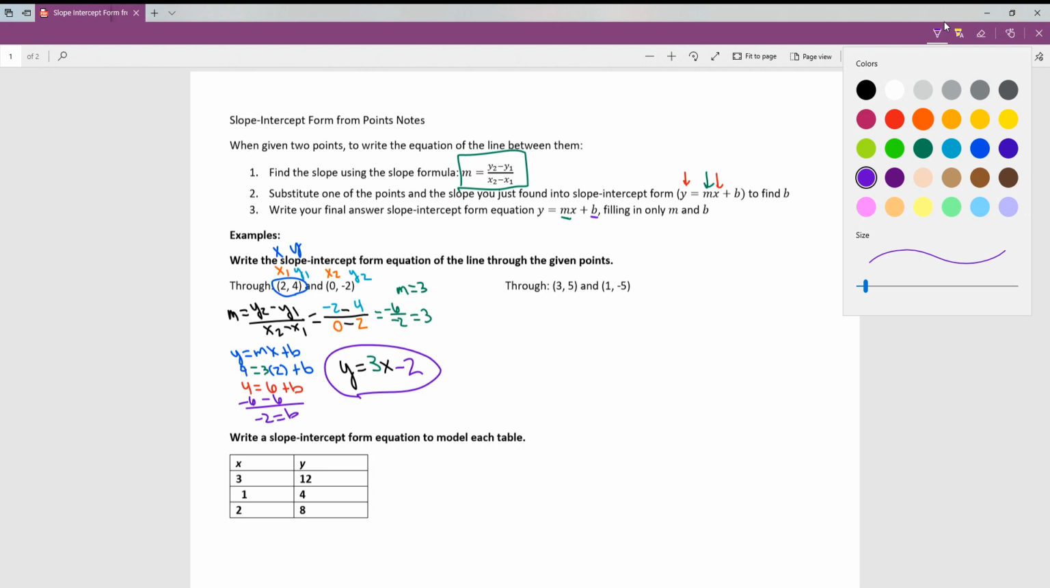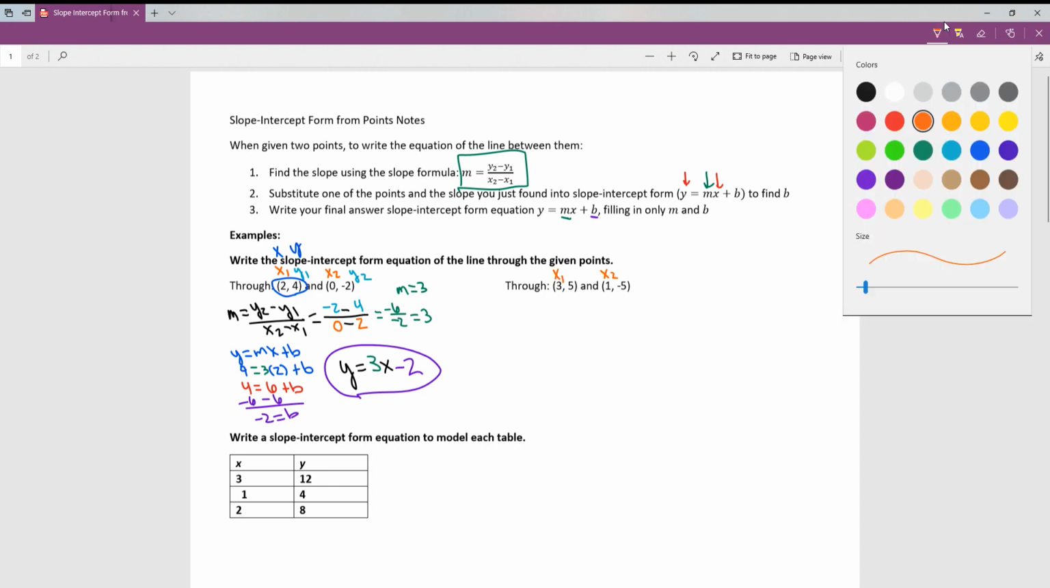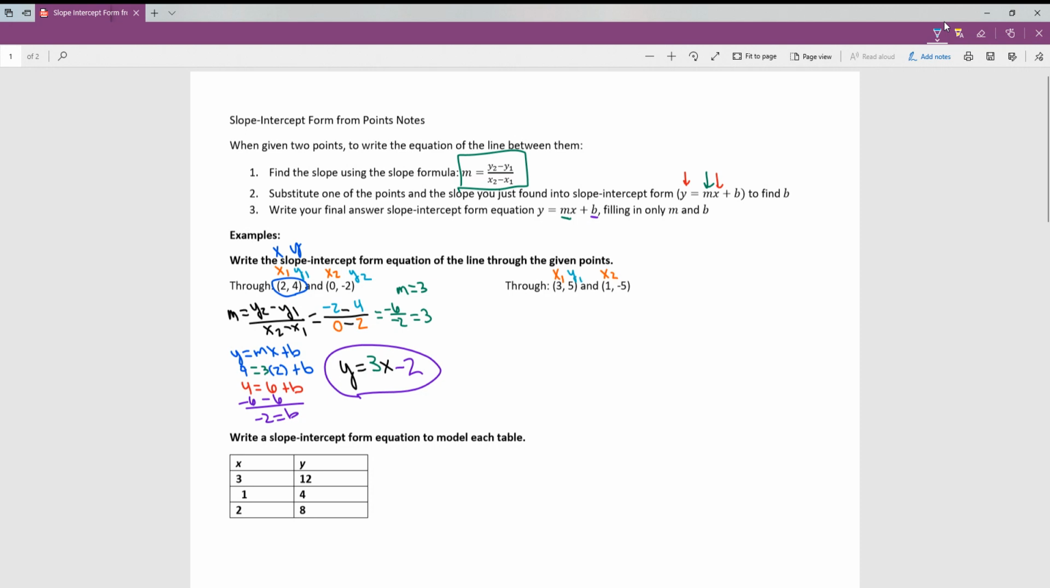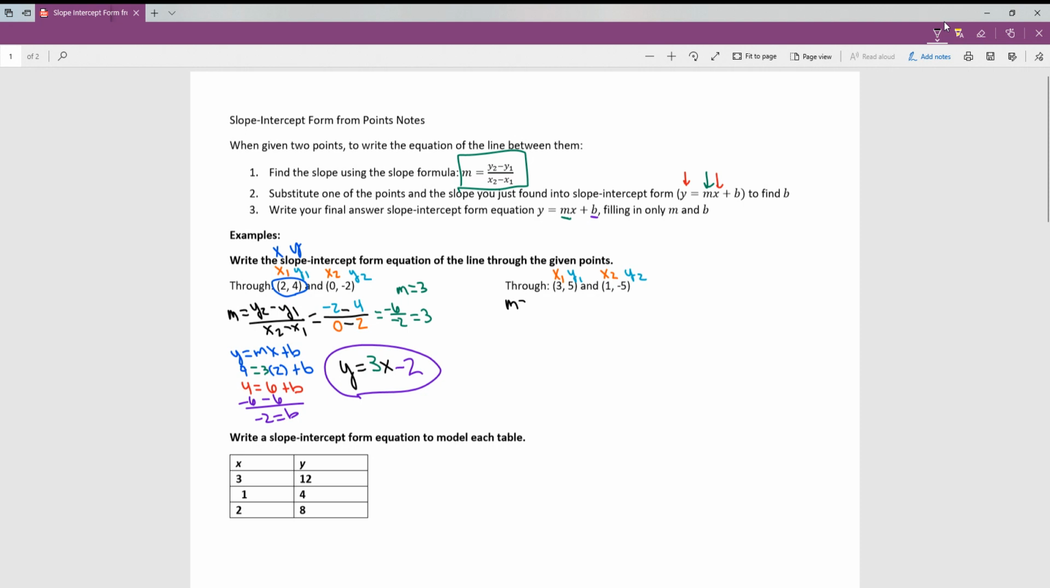Let's try another one. I'm just going to start by labeling x1, x2, y1, y2, and writing out my formula.